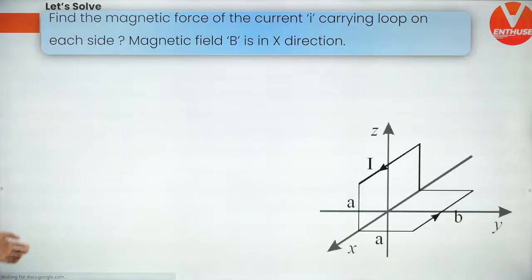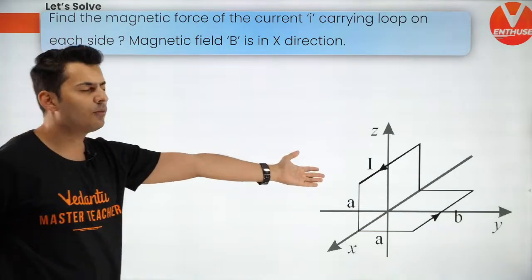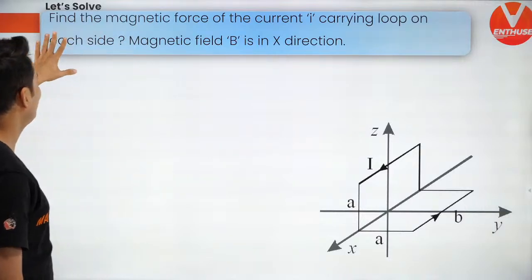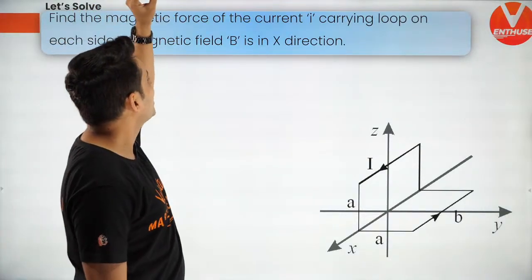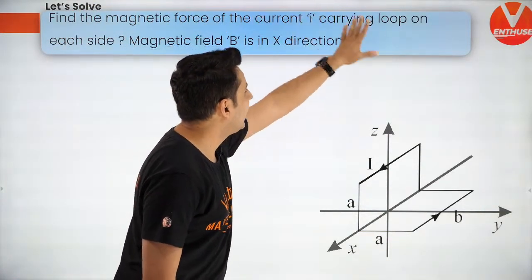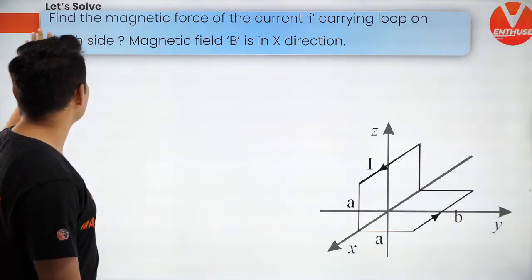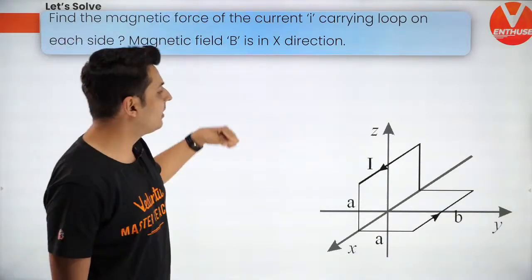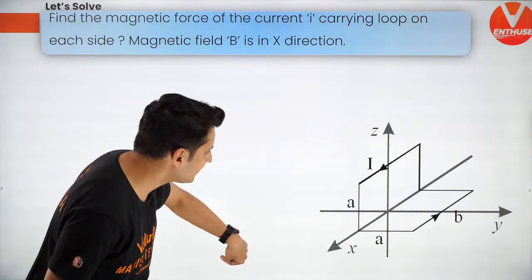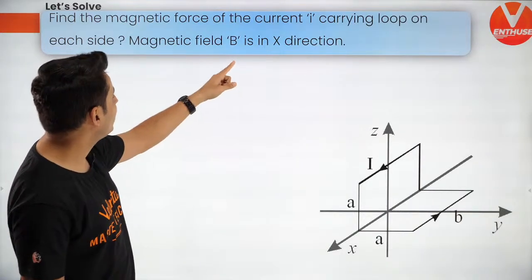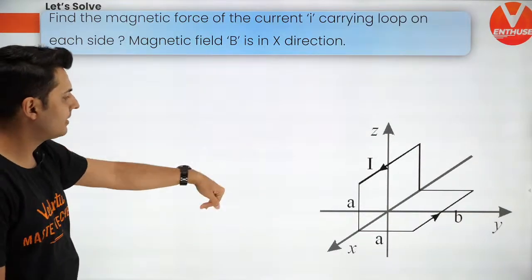Okay, so let's do a question. Let's see how many of you can do this question. Very interesting question, guys. Find the magnetic force on each side of the loop carrying current I. The magnetic field is B in the X direction. Oh my God, X is here and B is in the X direction.